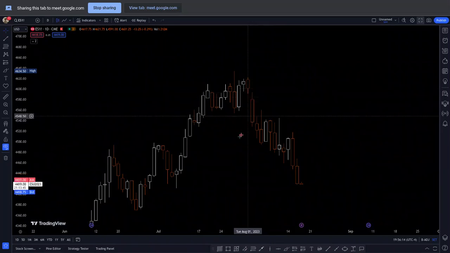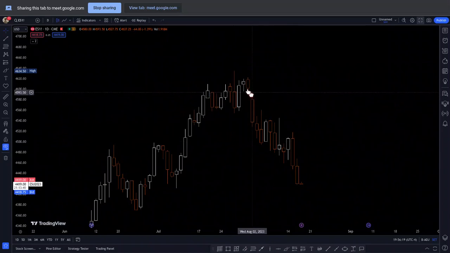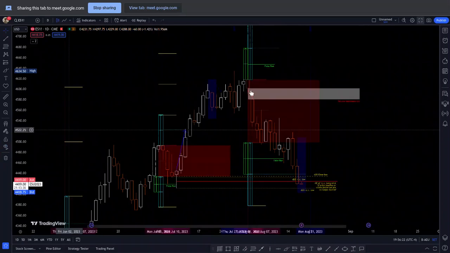So that's what I'm saying. But the wicks still connect. Yeah, I see what you're saying. This is what ICT calls a volume imbalance, and when you mark it up, you've got to put it on the bodies.